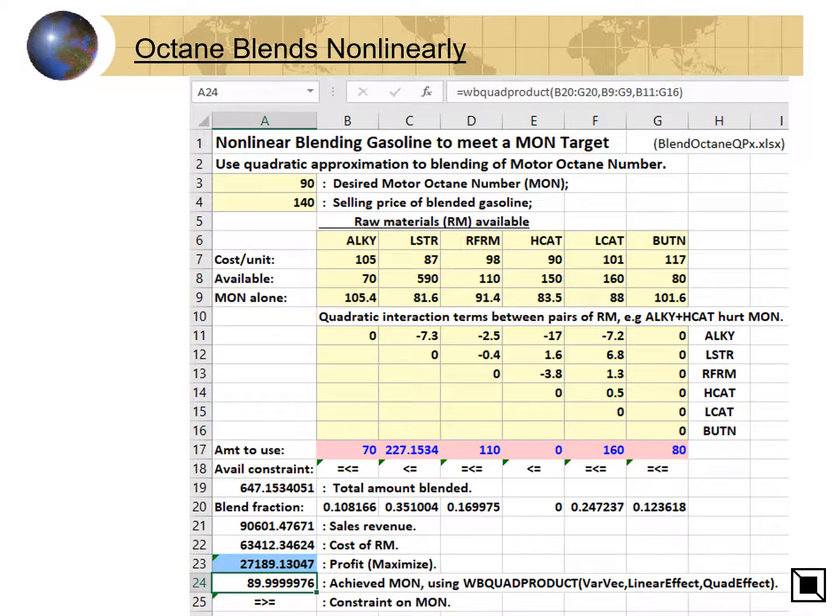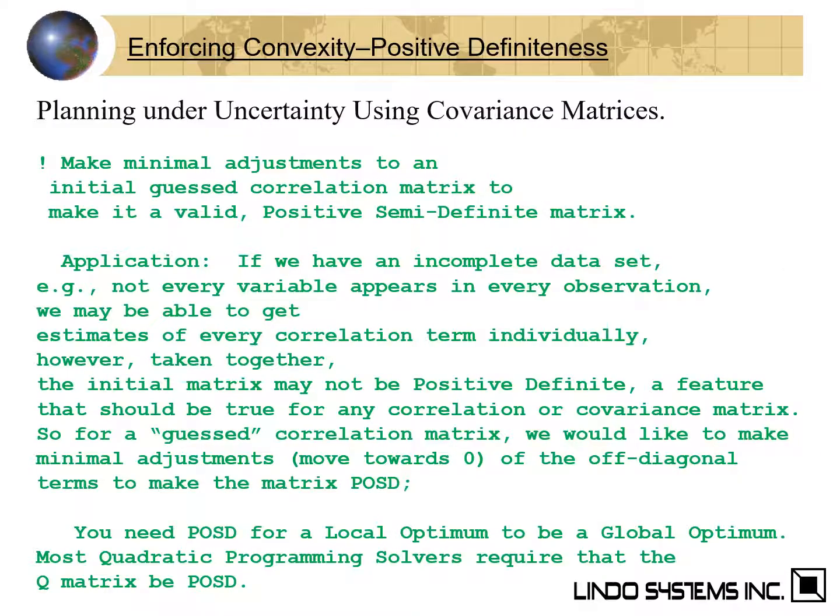So again, it's quite simple to take into account this quadratic interaction using the WB quad product function in What's Best. Let's continue talking about covariance matrices, and let's take sort of an earlier view, and suppose that we have to estimate or come up with a covariance matrix.